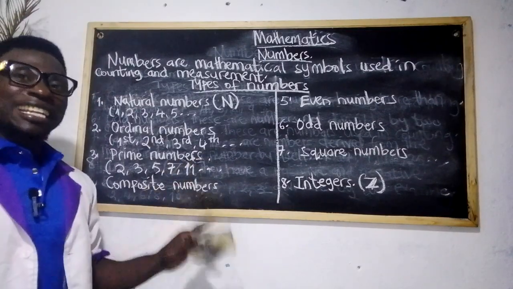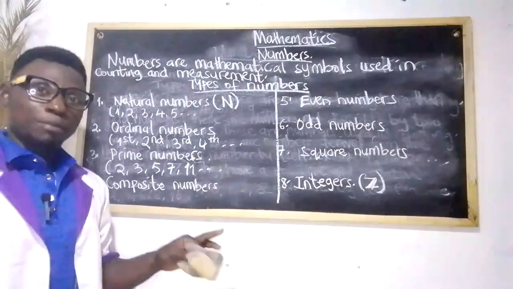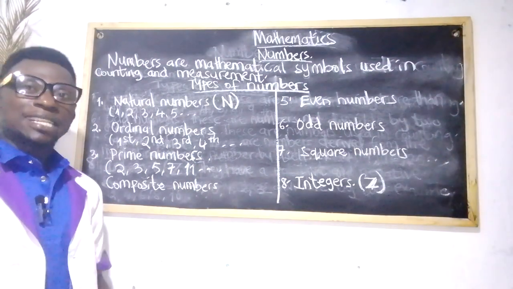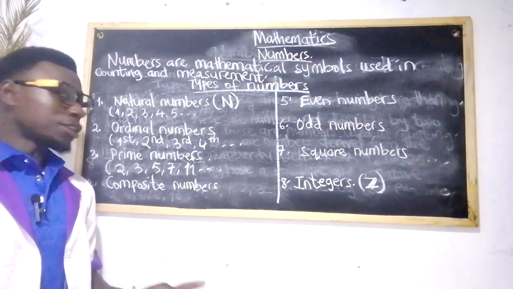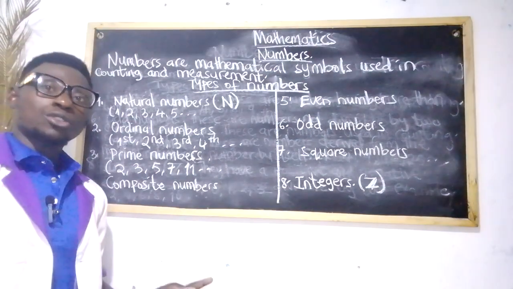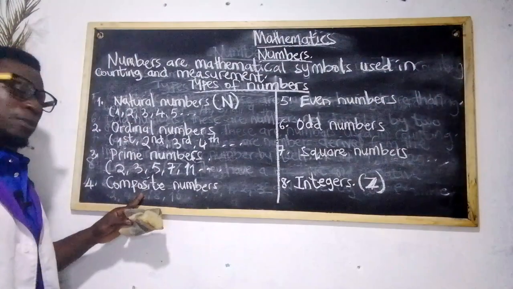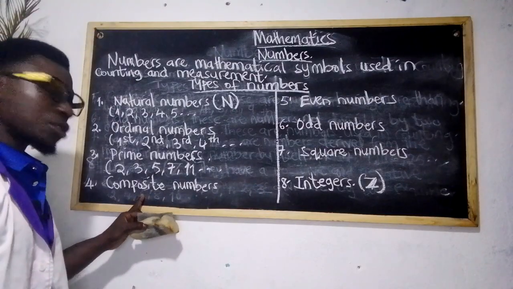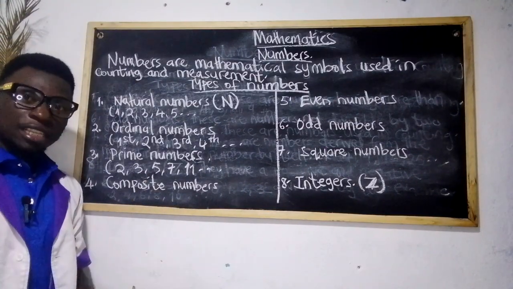Take note, 9 is not a prime number. Many people make the mistake of including 9 as a prime number. 9 is not a prime number because 9 does not have just two factors. We're going to see 9 here, which is a composite number. That takes us to our next type of number, which is composite numbers.